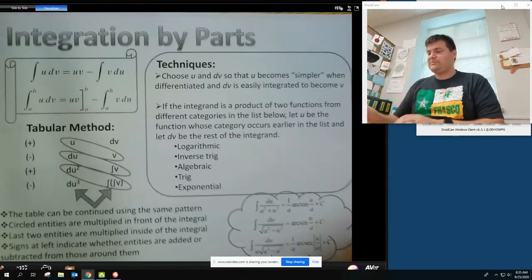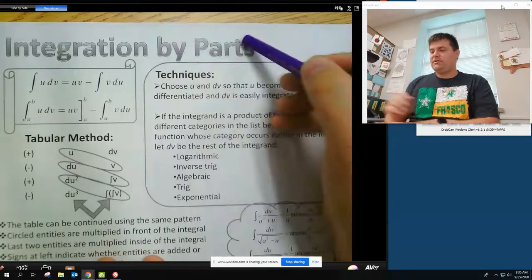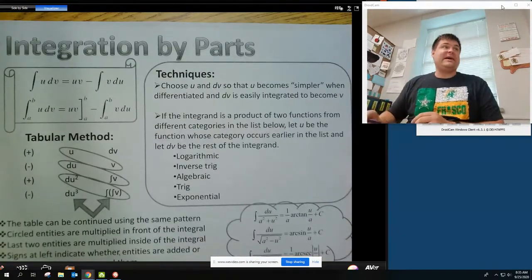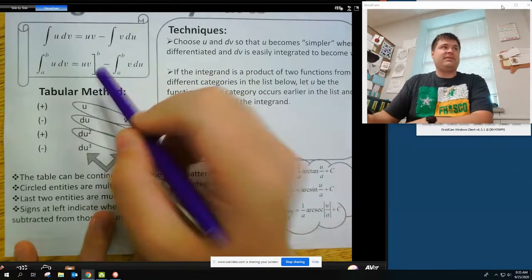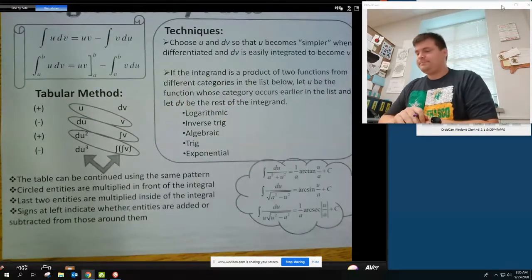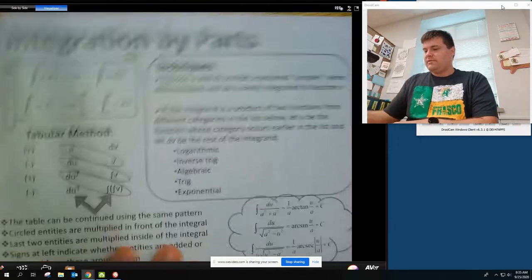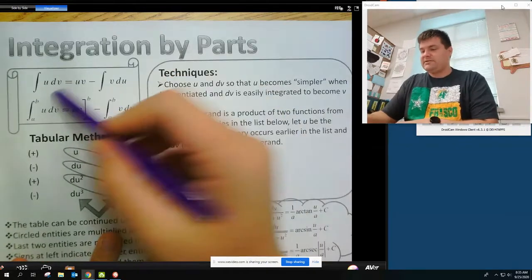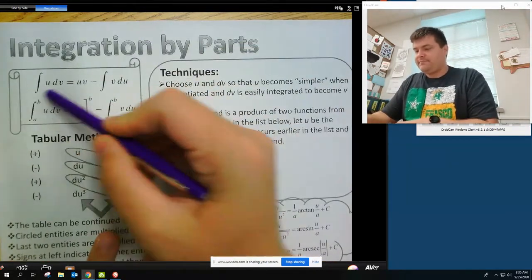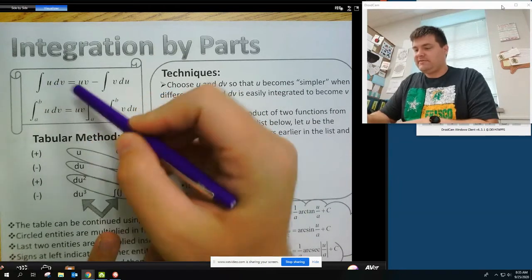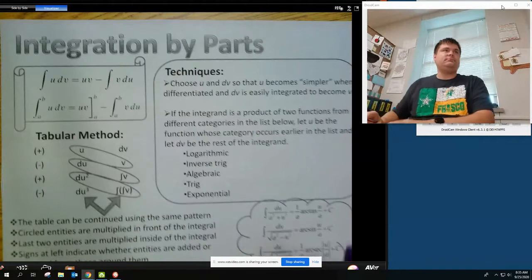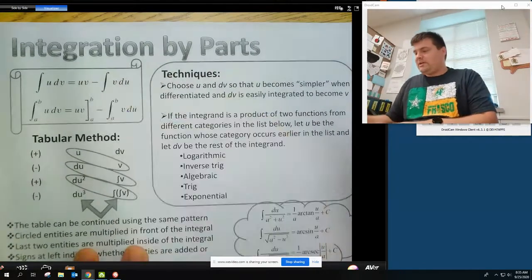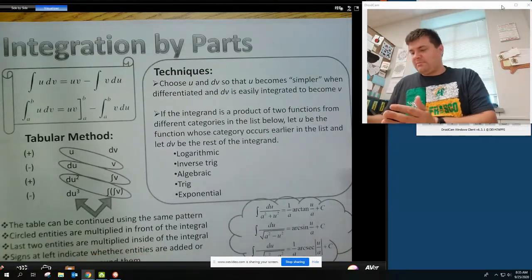Okay, so the first method that we can use to integrate is something called integration by parts. There's actually a couple different ways to do integration by parts. We're going to use the tabular method. So first way you could do it is just memorize this handy dandy little formula here: the integral of u dv is equal to uv minus the integral of v du. So that's one way you could do it, just memorizing it.